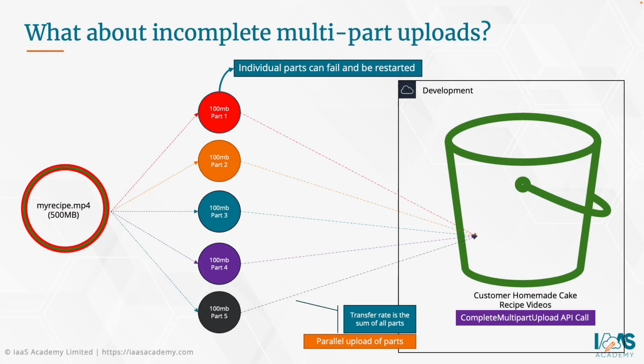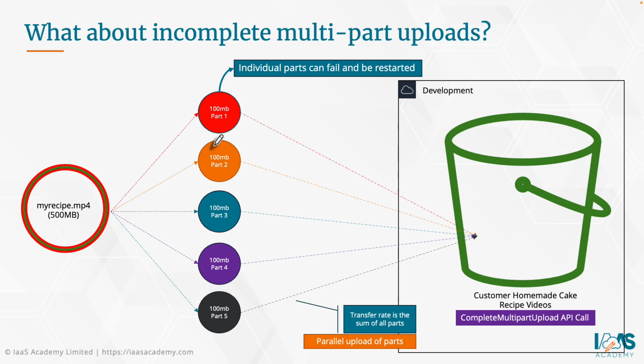So next, I want to talk to you about what happens with incomplete multipart uploads. Now, in a previous video, we spoke about what multipart upload is. It's a service that allows you to break up your large files into smaller chunks and have those chunks uploaded in parallel. Once uploaded into the S3 bucket, those chunks are brought together to complete the multipart upload and create your file in the bucket again as a whole.